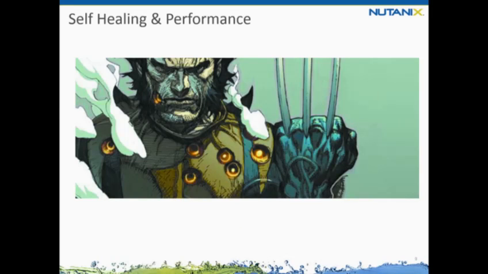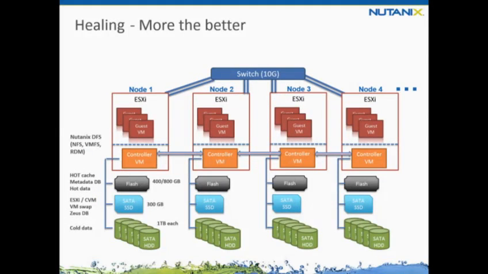So healing and performance. How do we do that today? So we kind of mentioned the concept of a controller VM. The more controller VMs, the better. They all help participate in healing. So Nutanix doesn't use RAID. We use replication factor. By default, it's replication factor 2, meaning we're going to write locally, and for availability, we'll go up to the 10 gig switch and write somewhere in the cluster.